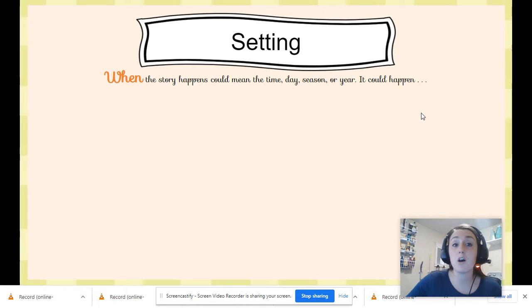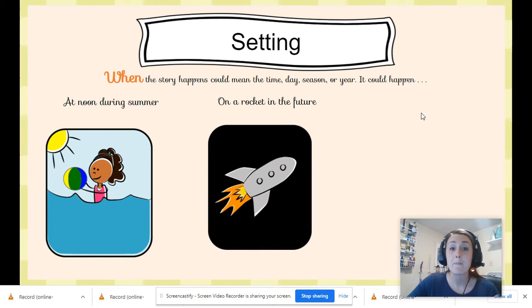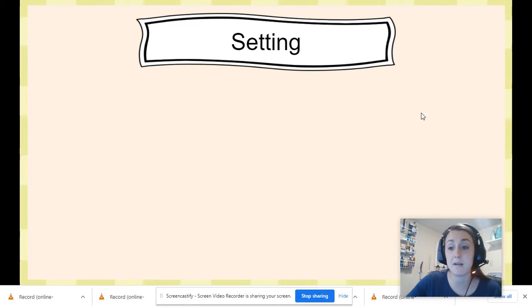Now, setting is also when a story takes place, which means time, day, season, anything like that with relevance of time. At noon during the summertime. So that's an example of a specific time during the day and then also a season. On a rocket in the future. So it's giving you a where and a time frame. And then on Halloween 100 years ago, so all the way back in the past, as well as a specific time frame and time of the year.